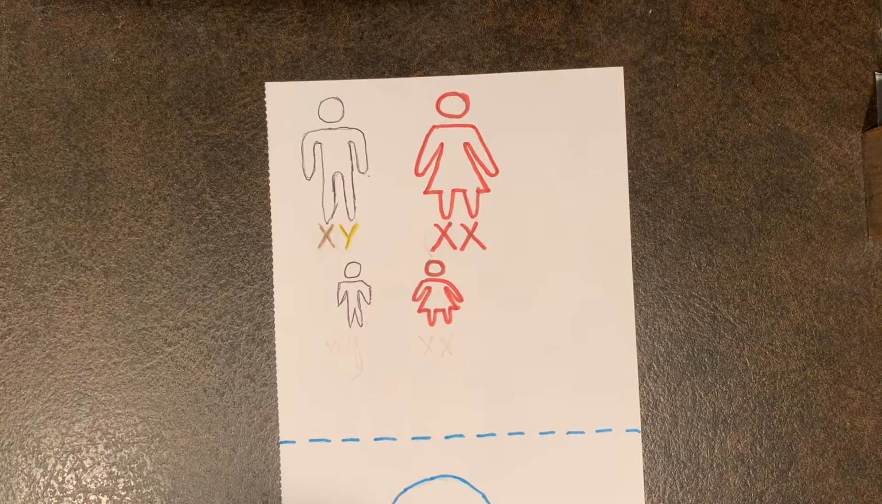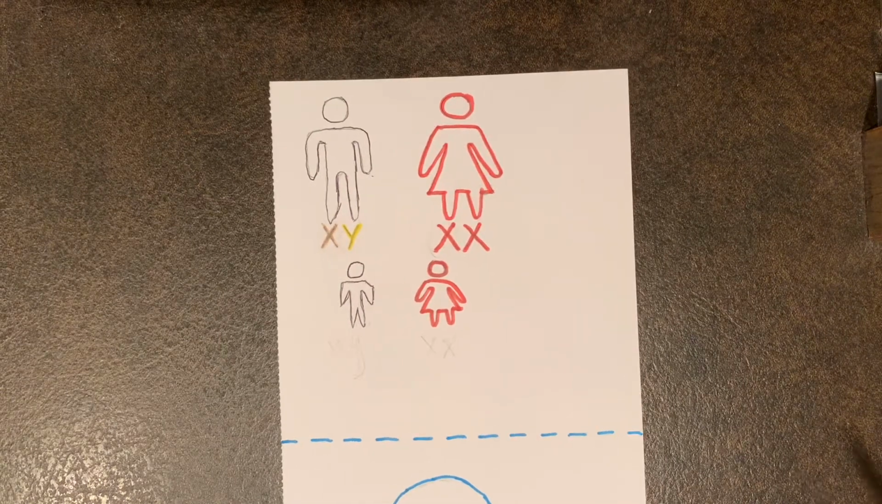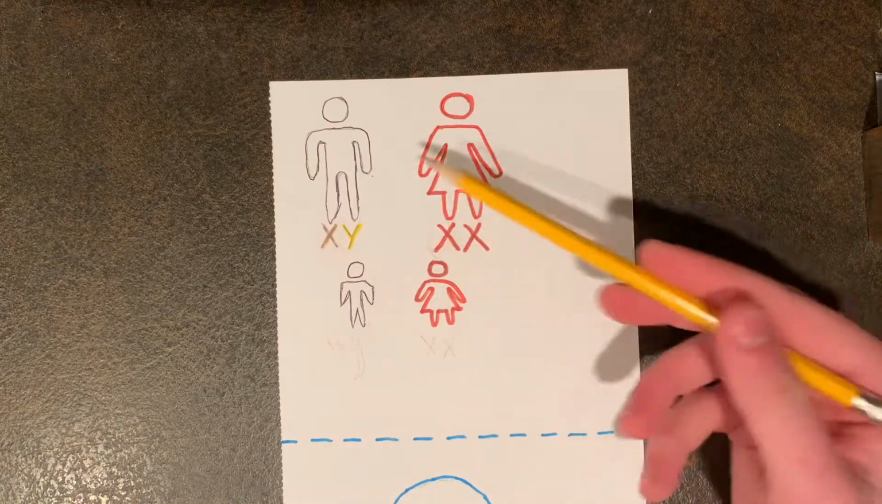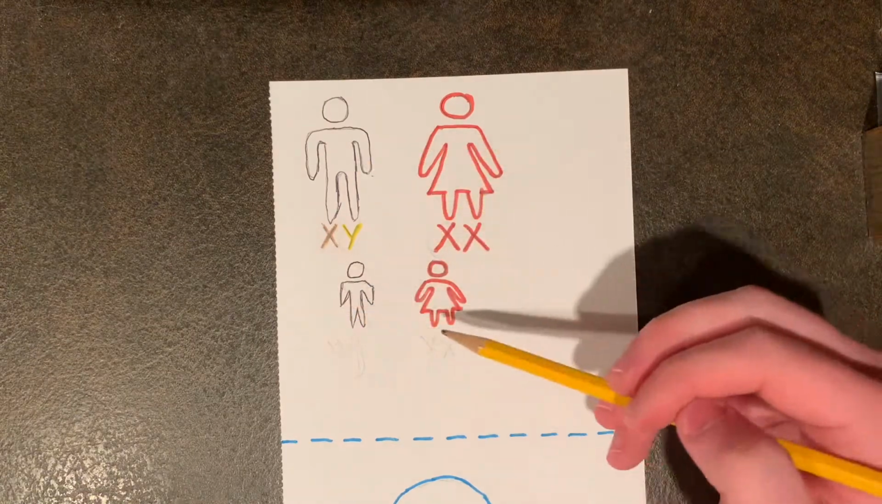So let's get into a few definitions before we jump into our scenario. We're going to be talking about Lyon's hypothesis and X inheritance. Right here we have a theoretical couple, Bill and Amy, and they have 2 kids, a boy and a girl. So what's happening here?